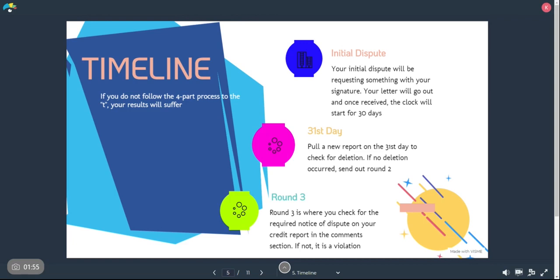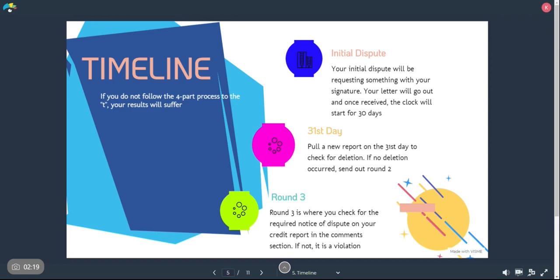Now, on the 31st day after they received your first dispute, pull a new report, right? You're going to check for the deletion. If no deletion occurred, send out round 2. Now, here's where the magic happens. On round 3, this is where you check for the required notice of dispute in your credit report in the comment section. If not, it's a violation. And a violation can be used as leverage to get the account removed, all right?